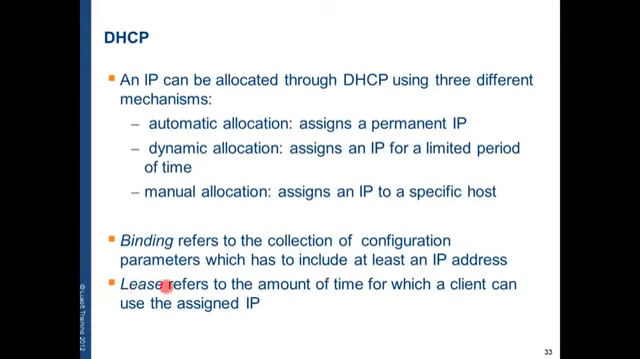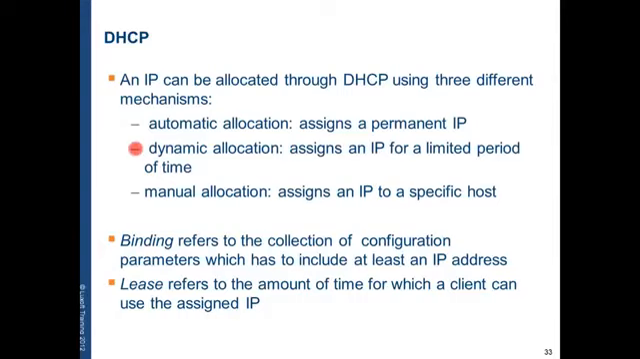You see here we have the term lease, which refers to the amount of time that a client can use the IP that was given to it. For an automatic allocation, that time is infinite, and it is given by setting the lease time to all bits set to 1. It will be a value of FFFF, 4 times.